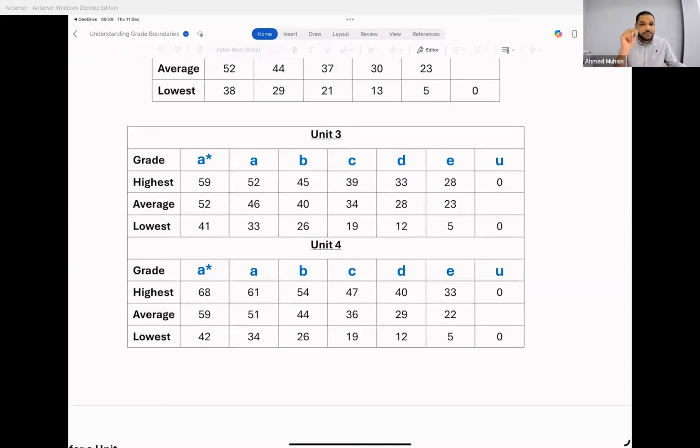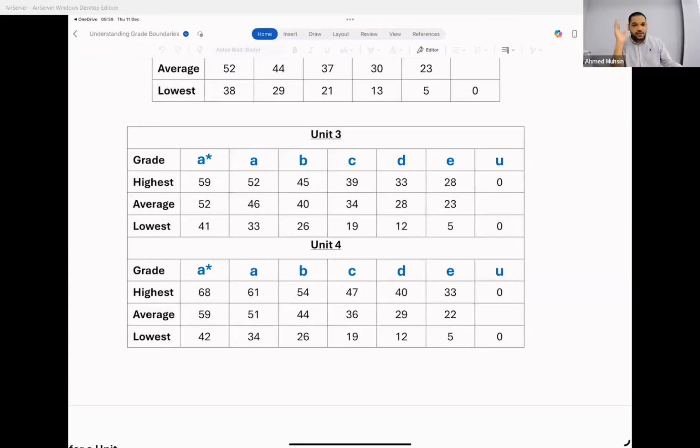2020 could have had the lowest grade boundaries for 2 reasons. One is it was COVID, and the second reason is that it was the first time that students were dealing with Unit 3 and Unit 4. So it was a pretty tough paper for them because they had only 2 past papers to practice with. You get it? So that is the reason why in 2020 the grade boundaries were really low.